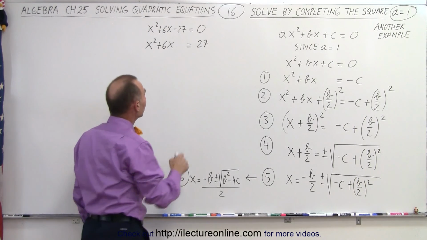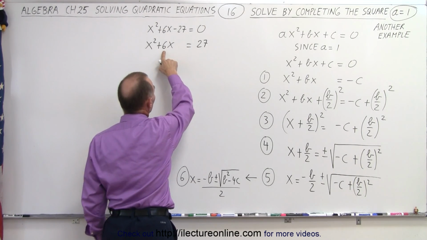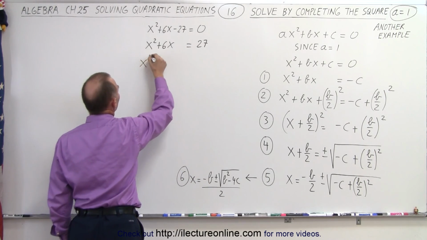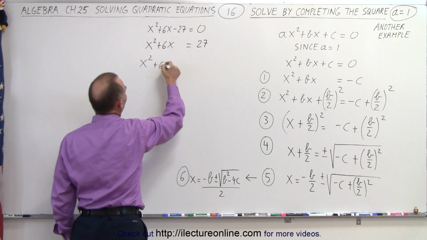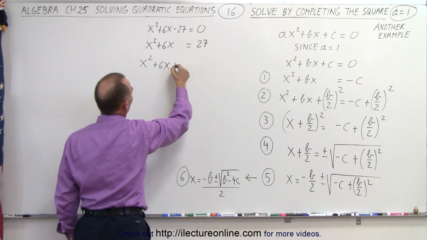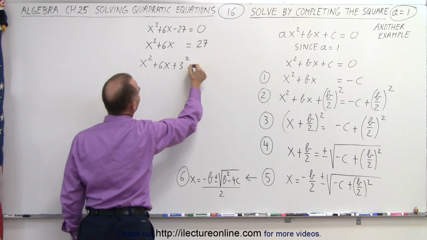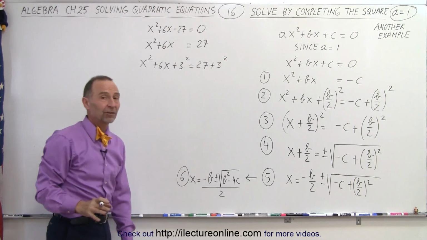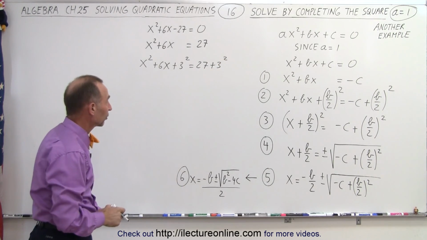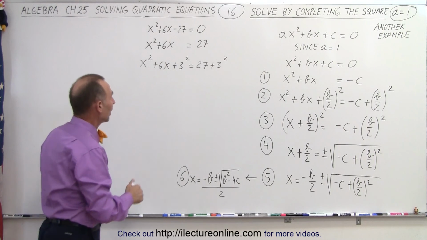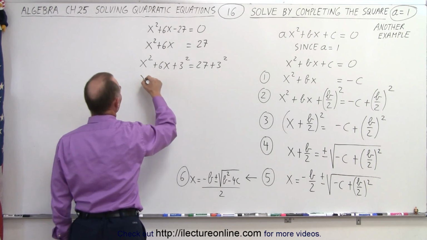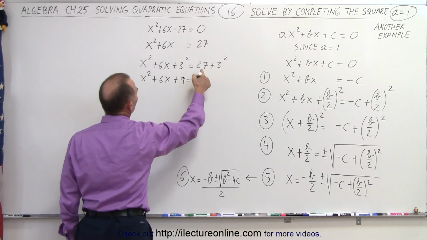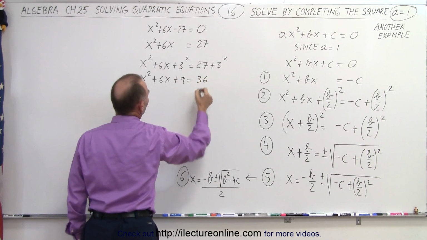Next, we're going to take half the coefficient of the middle term, square it, and add it to both sides. So in this case, that becomes x squared plus 6x. Half of 6 is 3, so that's plus 3 squared, and add that to both sides. Obviously, if we don't add it to both sides, we change the equation and it's no longer correct. All right, let's go ahead and simplify that. So we have x squared plus 6x plus 9 is equal to 27 plus 9, which is 36.